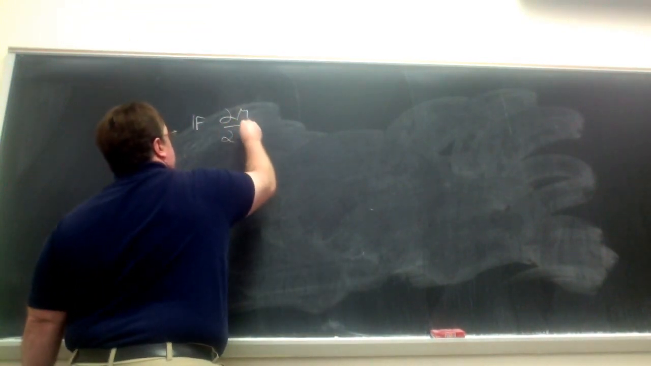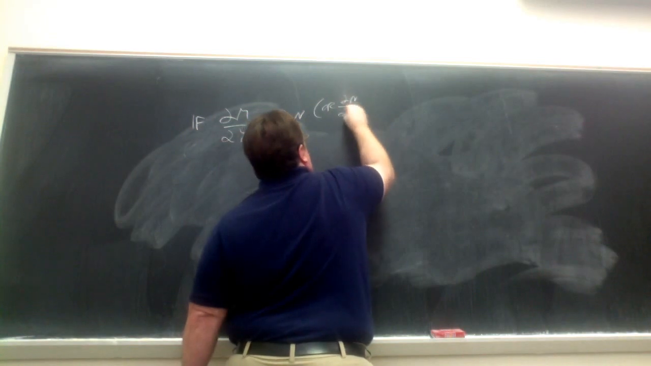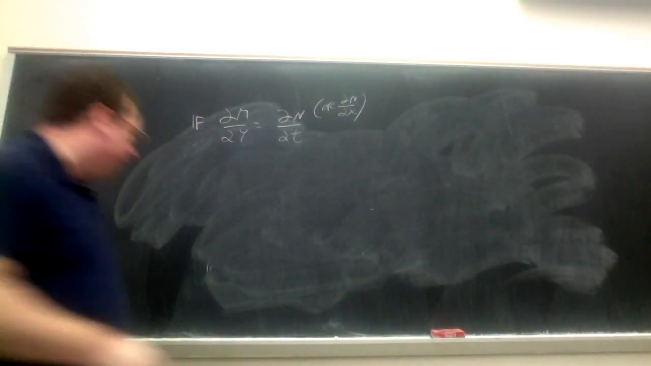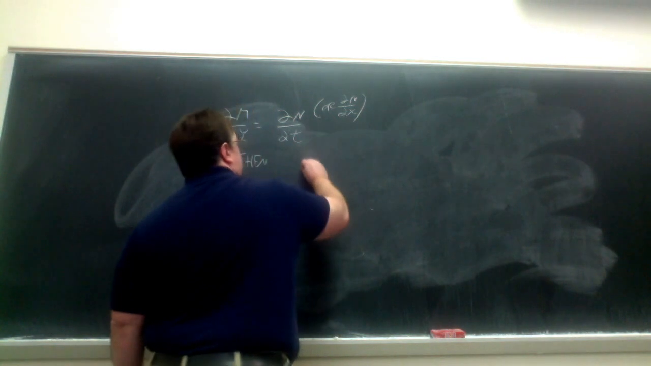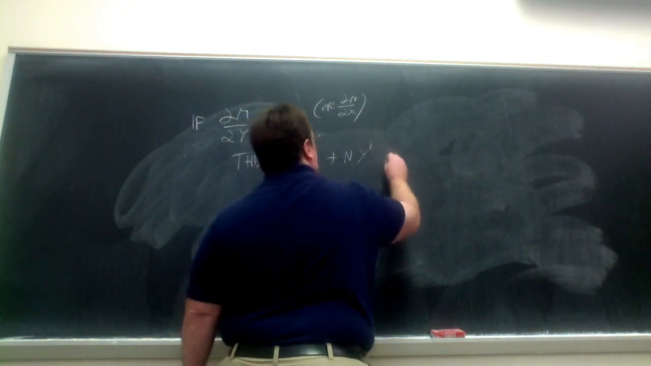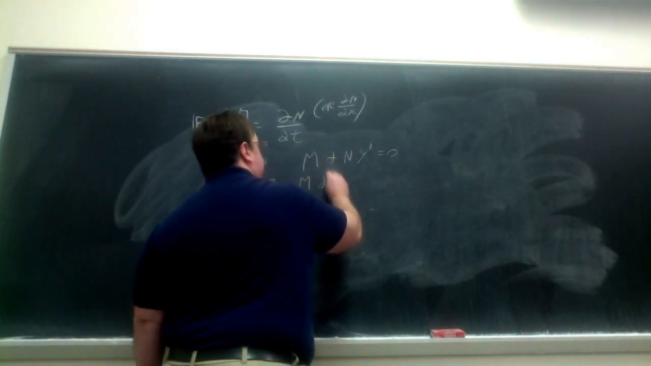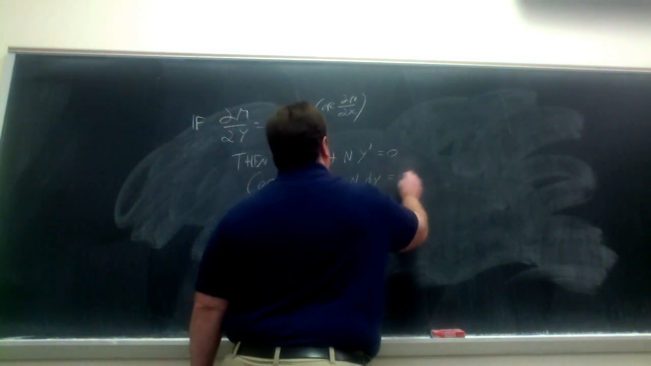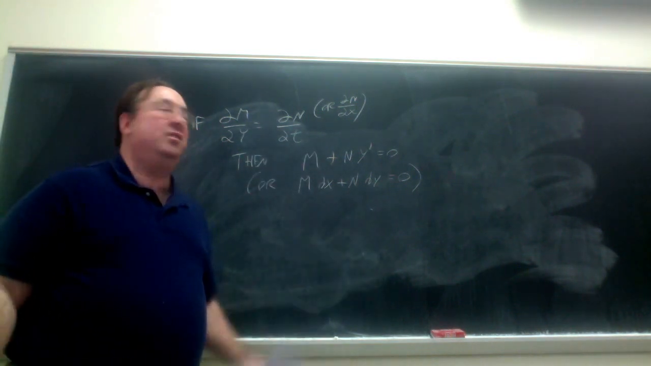Now, if it is satisfied, so if you can write your equation in that form, involving M and N. So if dM/dy is equal to dN/dt, or dN/dx if it's an equation involving x and y instead of t and y, then the equation M plus N y prime equals 0. Or the way it is often written, like in a textbook, is M dx plus N dy is equal to 0. Because all you have to do to get from here to here is multiply through by dx or dt.